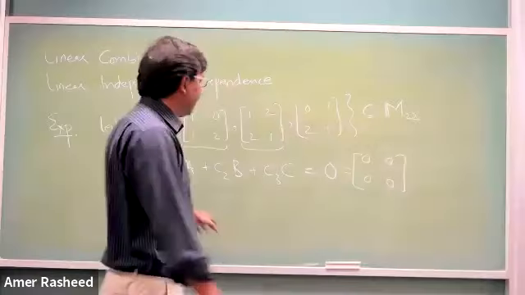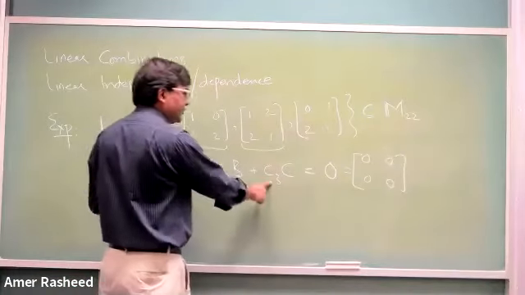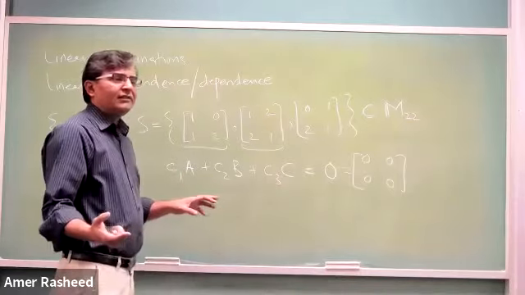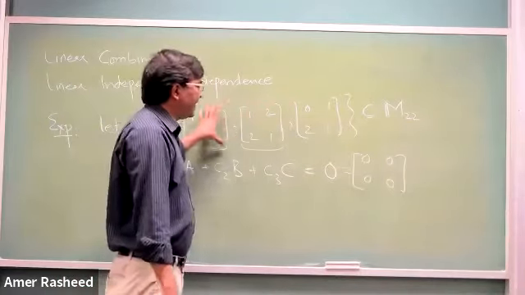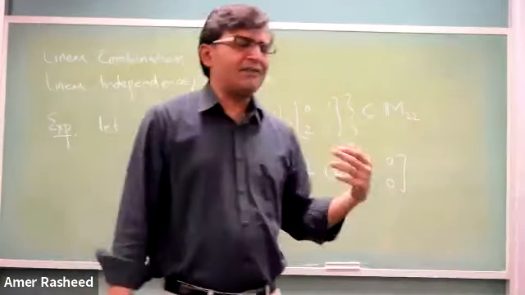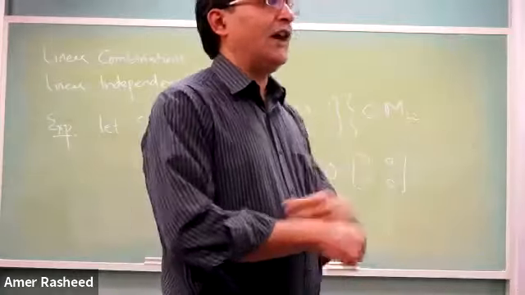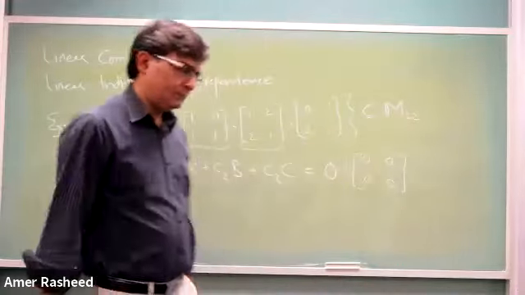Sir, sorry, आप repeat कर सकते हैं कि if what happens, then they're linearly independent? If the values of these coefficients C1, C2, and C3 are all 0, then this set is linearly independent. These matrices are linearly independent. They don't have any relation with each other.